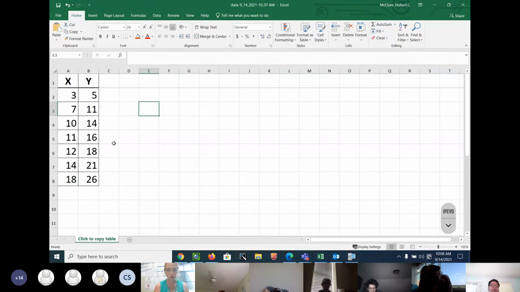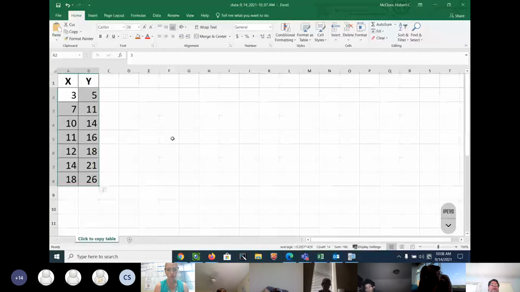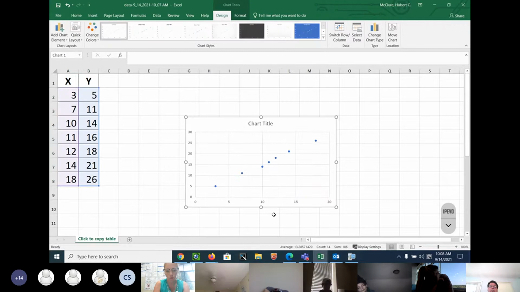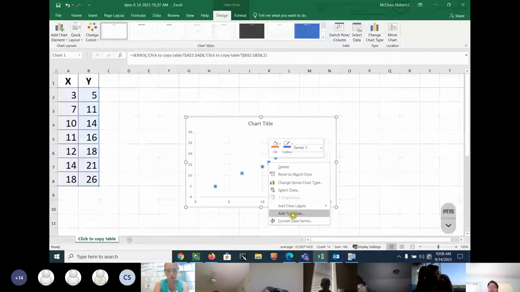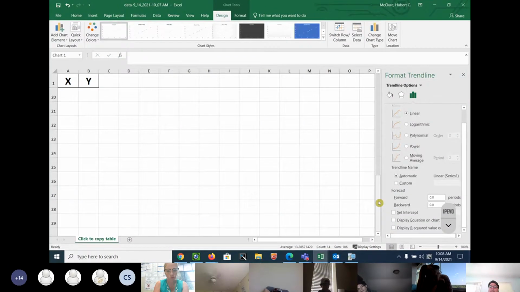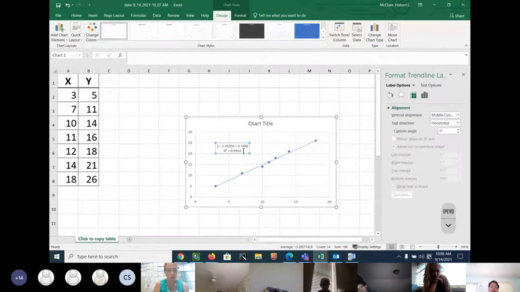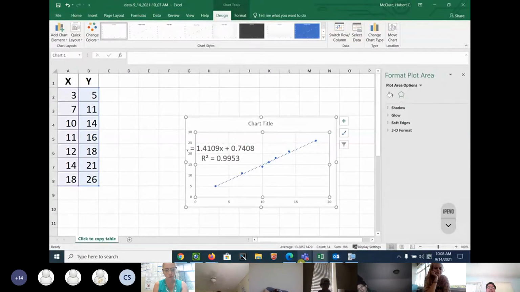So I'm going to highlight these. I'm going to go to Insert, Dot Plot, right click, add trend line. Display. And I got 1.4109x plus 0.7408.